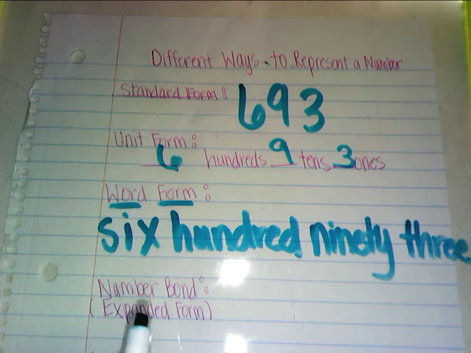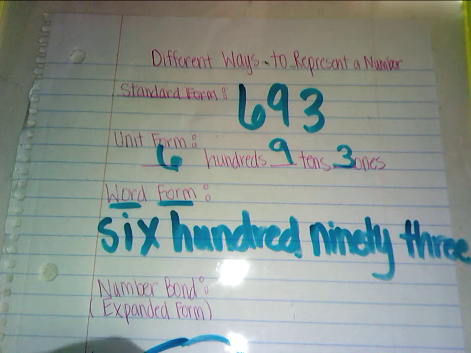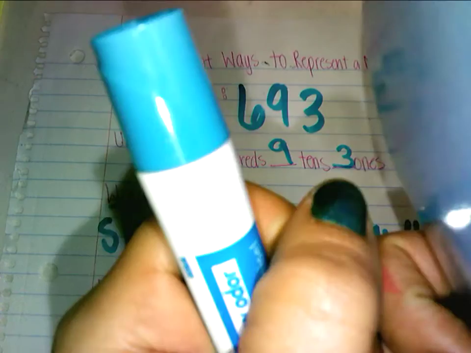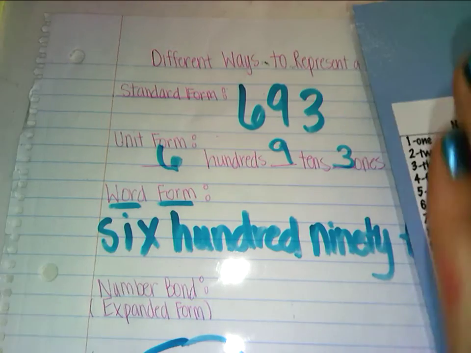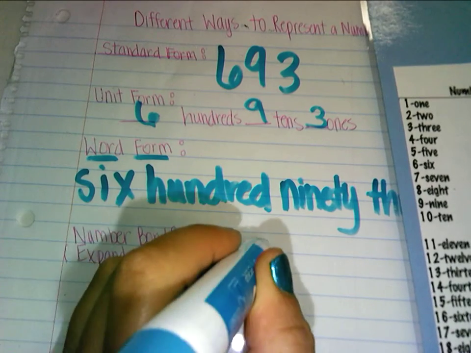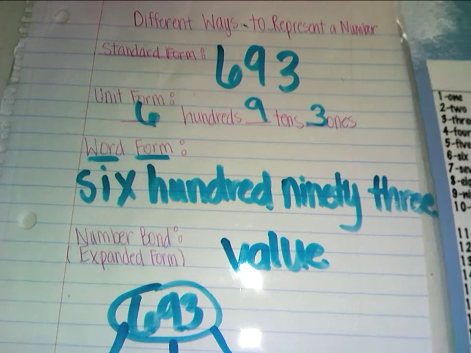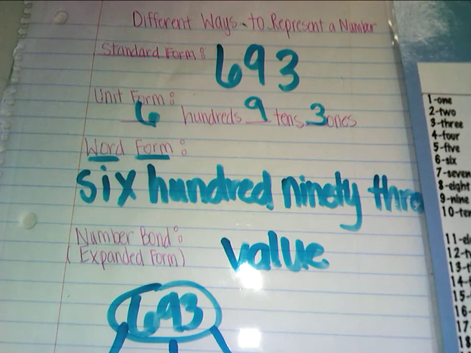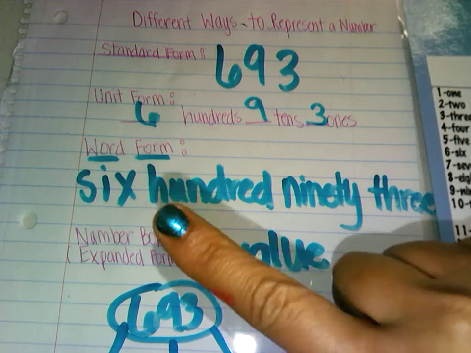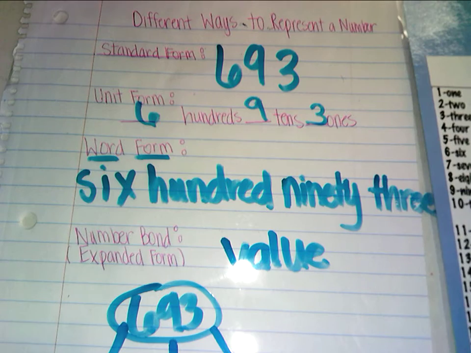The last part is a number bond. And you need to use expanded form because you're expanding the number. So that you would write the value. 693 goes in the whole, and then you just write the parts. So in the hundreds, if a digit's in the hundreds, you count by hundreds. 100, 200, 300, 400, 500, 600. So I write 600 right here.